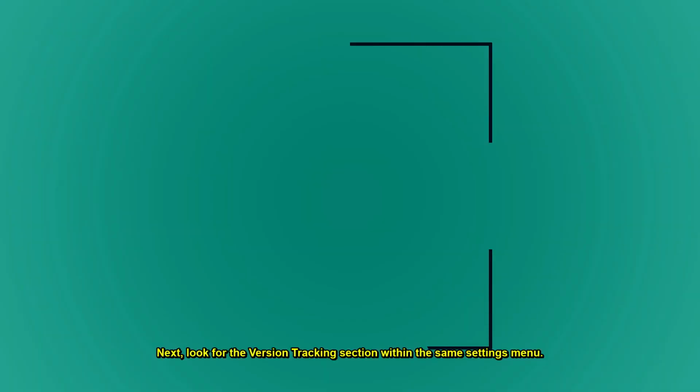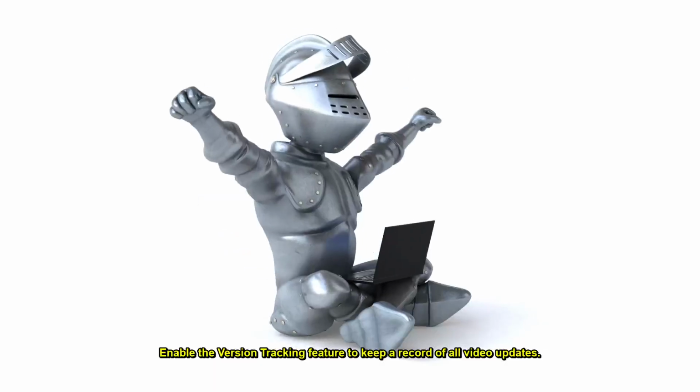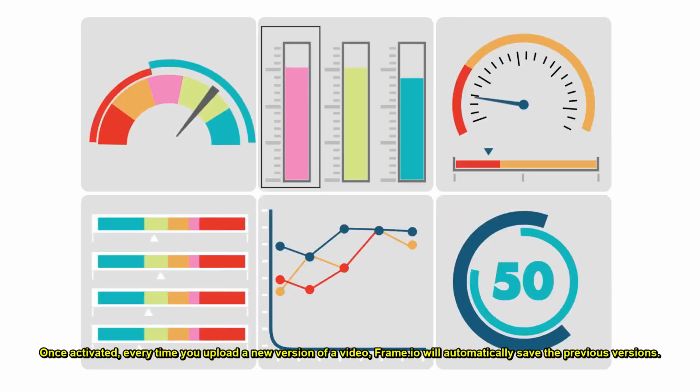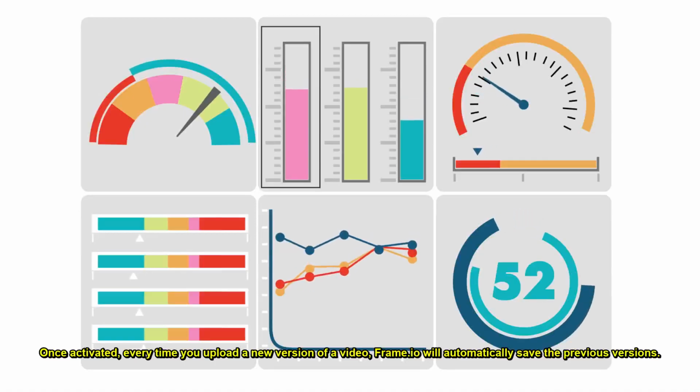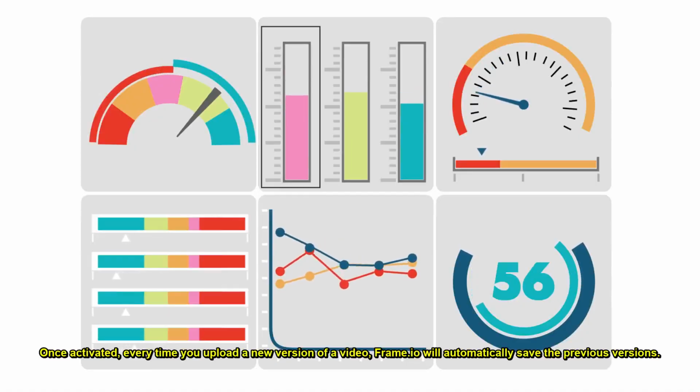Next, look for the version tracking section within the same settings menu. Enable the version tracking feature to keep a record of all video updates. Once activated, every time you upload a new version of a video, Framed.io will automatically save the previous versions.